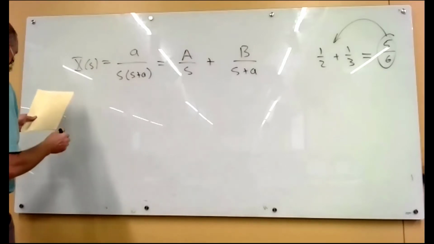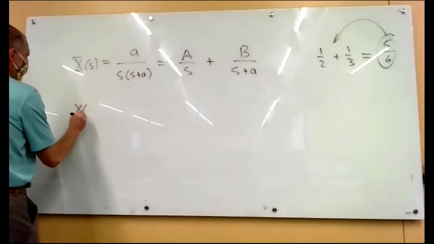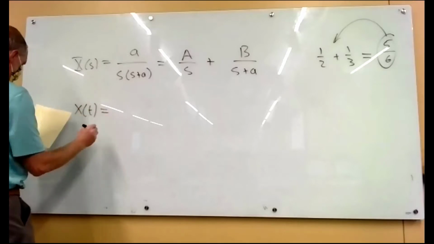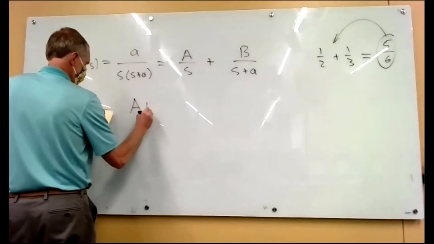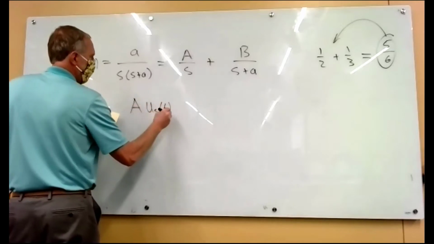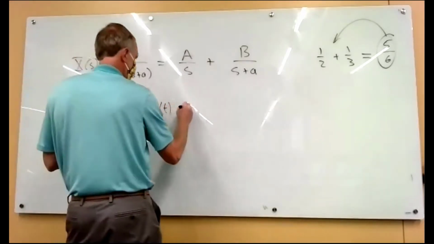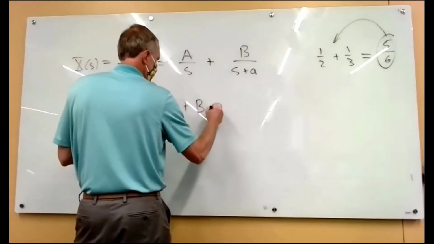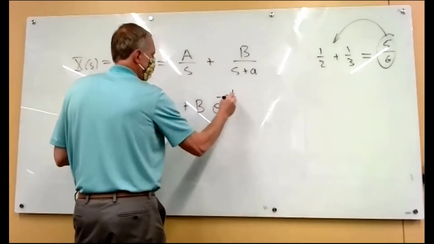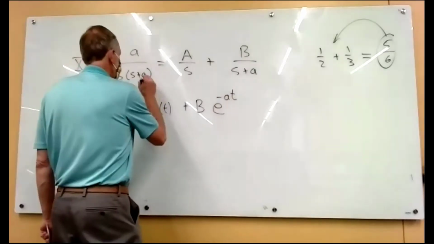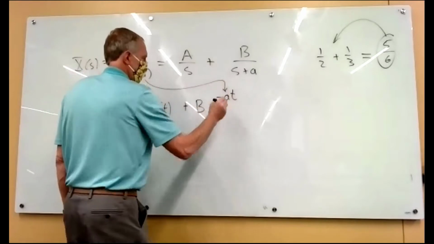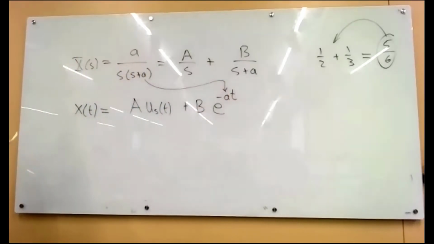But the nice thing about this is that when we then inverse Laplace, the 1 over s turns back into a step input. And this goes to e to the minus at, and that's just in the Laplace tables. And so we see that this a shows up in the time response.